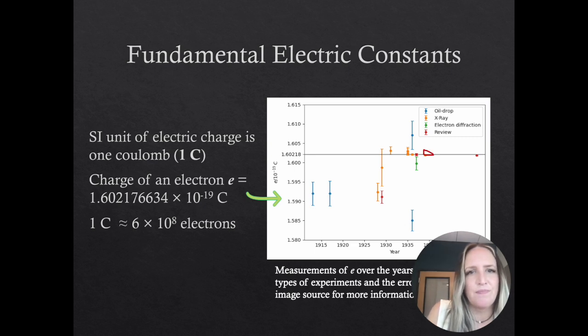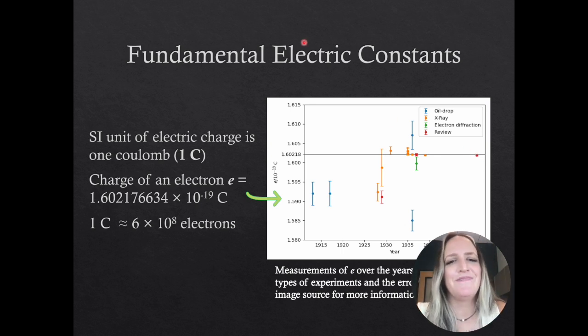So let me just erase that. I need to use my laser pointer. There he is. There we go. Now you can see what I'm pointing at, right? You can see no error bars here. So just kind of fun, right?